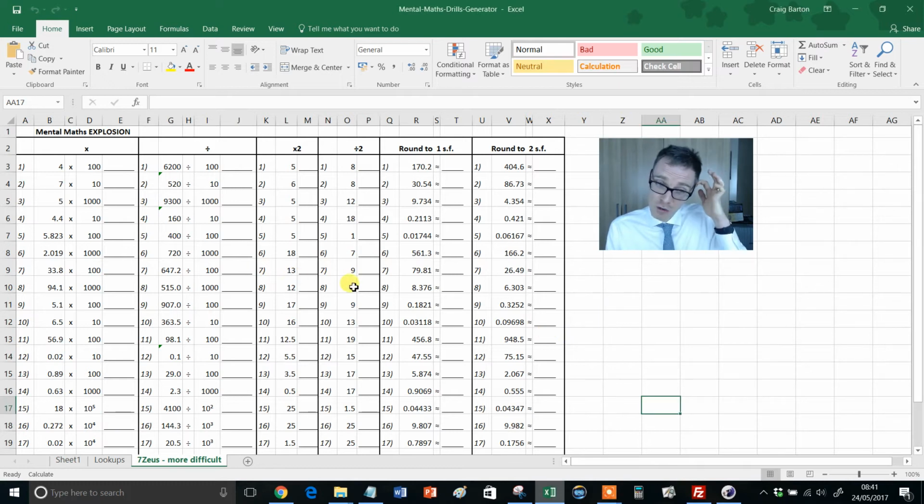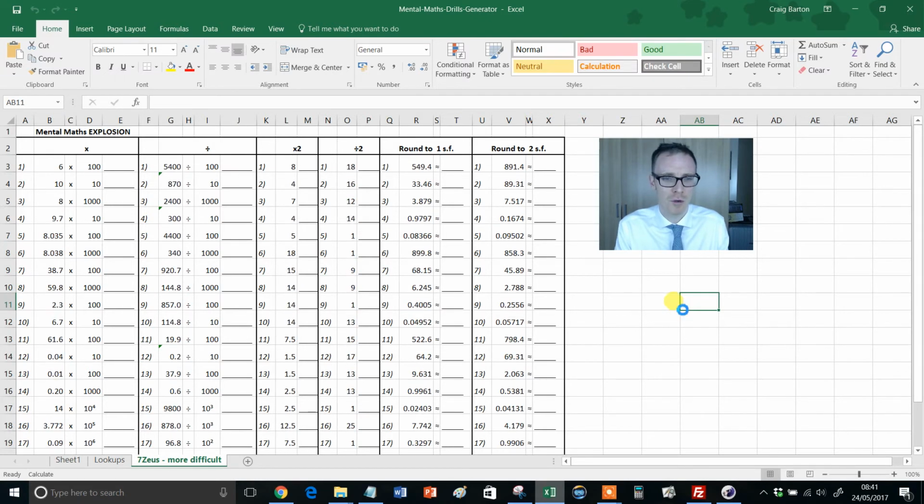Now, if you're thinking that's great, but that's just going to get me through one lesson, well, don't worry about that, because it's on Excel. If you do Shift F9, then you're going to get random numbers generated. And it's the same thing in the second column there.